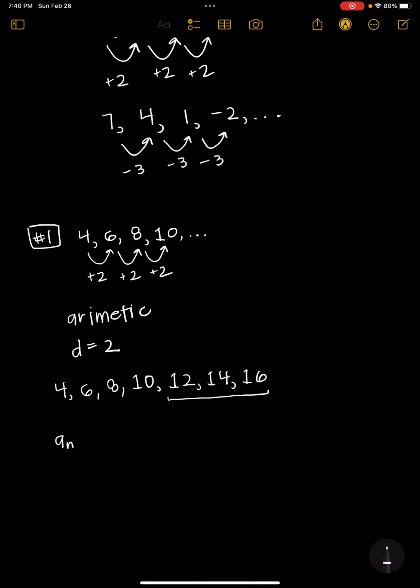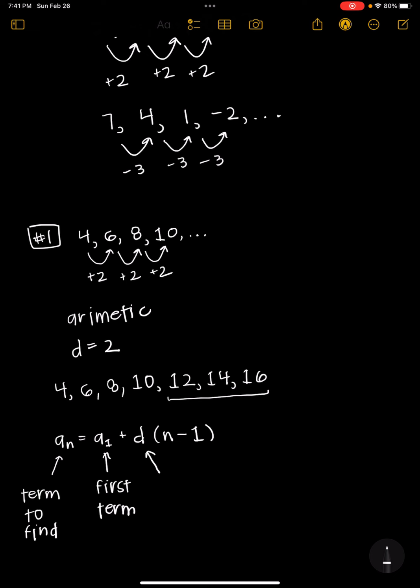So the formula is A sub n is equal to A sub 1 plus D times n minus 1. And let me explain what all of those mean. This A sub n is the term we're trying to find. So in this case, it's the 23rd term. We want to find the 23rd term. And A sub 1 is your first term, so the very first thing in your sequence. In this case, it would be 4, because 4 is the first number they gave us.